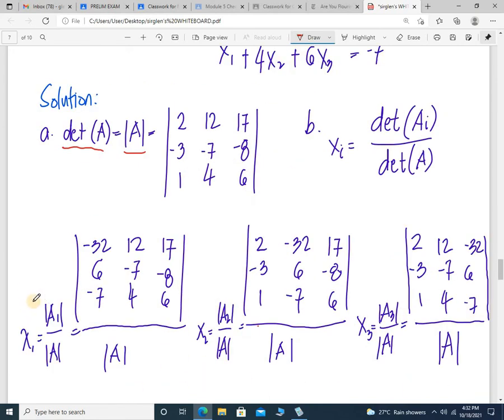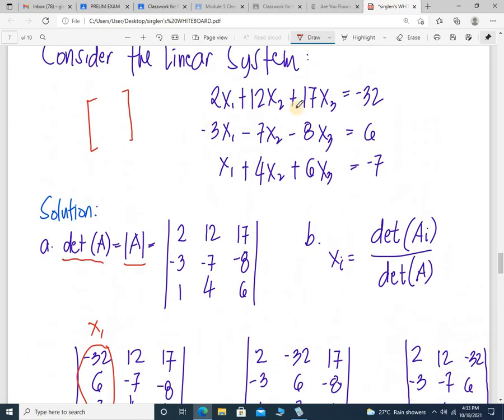So this is the perspective. In solving x sub 1, this is now equal to the determinant of A sub 1 divided by the determinant of A. To write the determinant of A sub 1, you just simply change the coefficients of x sub 1, which are 2, negative 3, 1, to these values: negative 32, 6, and negative 7, which in our system are the values on the right side of the linear system.